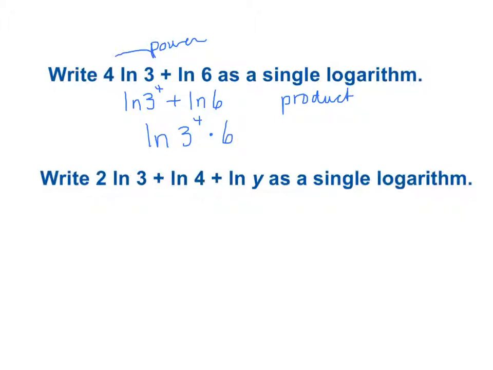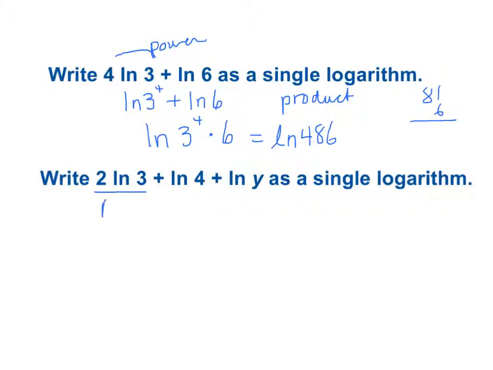Now, that's going to be 81 times 6. What is that? We can do that in our head, can't we? 81 times 6 is 486. So the natural log of 486, if I did it right. We're working on mental math. I actually wrote it out, but there you go. All right, and a single logarithm here.